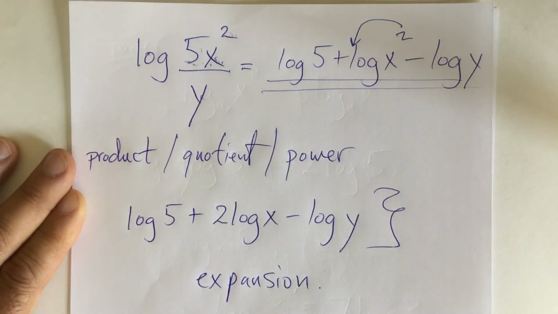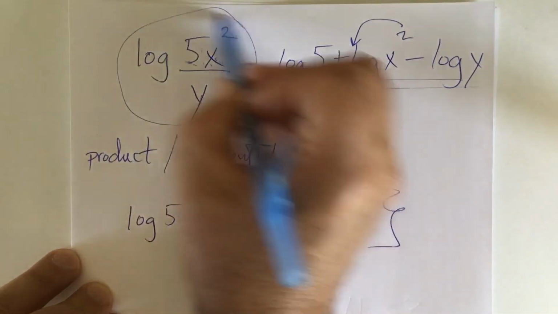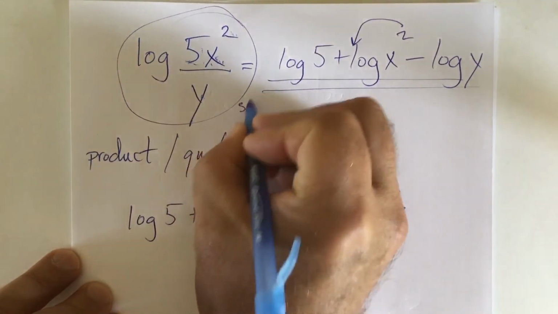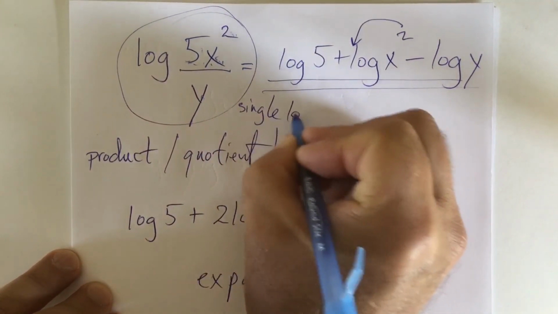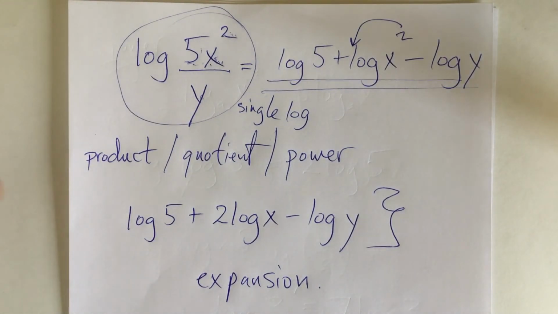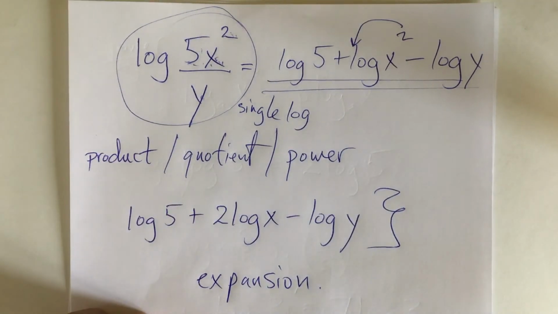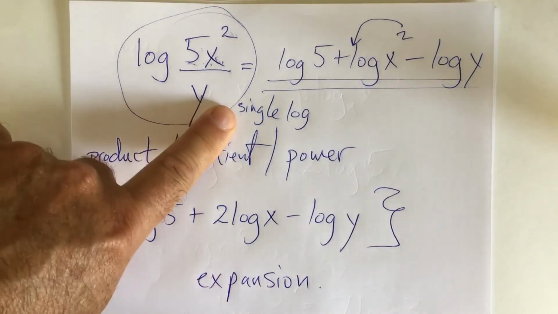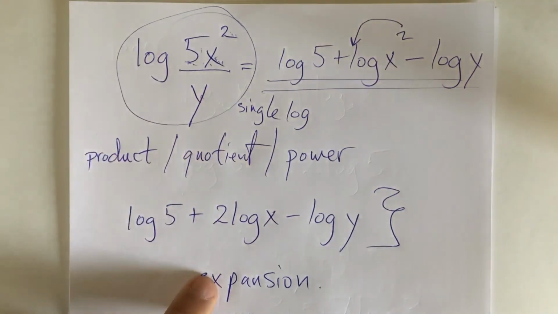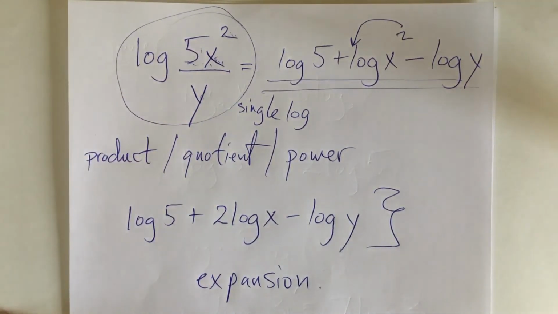So if I give you something, you should be able to expand it. And then if I give you something expanded, you should be able to write it as a single log. What we do in math a lot of the time is we have a way to go this way and we have a way to come back. So you can either expand a log or you can write it as a single log. You can go from here to here or from here back to there. And that's what this video lesson is all about.